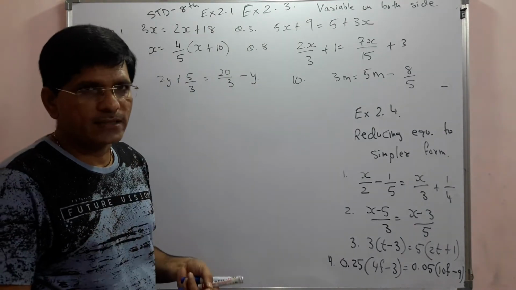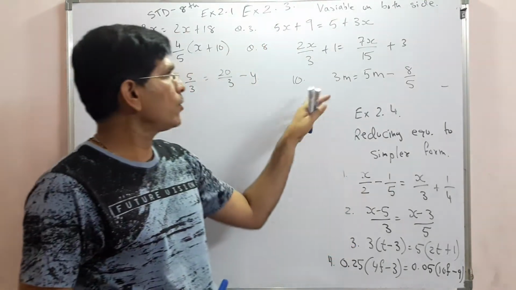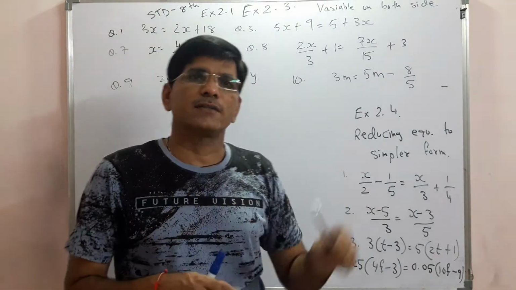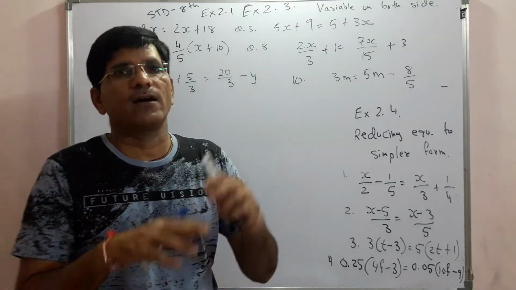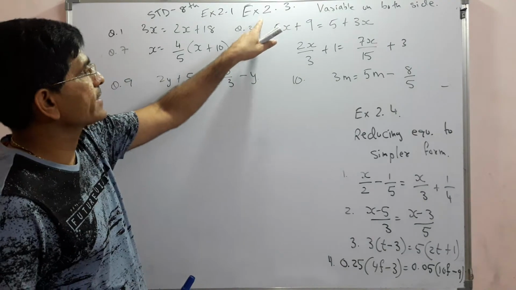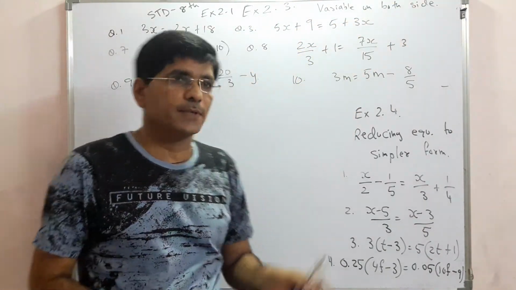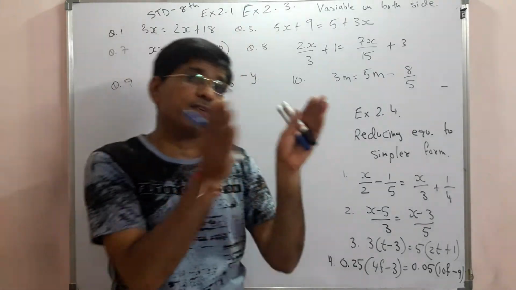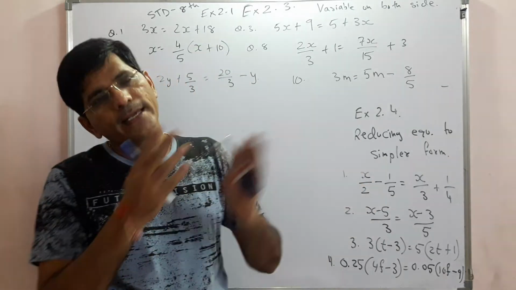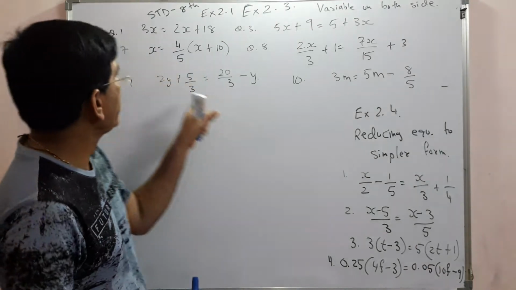Now, in my third lecture, we have to complete exercise 2.3. In exercise 2.3 there are 10 or 12 sums. Out of these, I will solve 5 sums here and the other 5 you have to solve yourself. The topic of exercise 2.3 is variable on both sides, which is a new concept. In exercise 2.1 variables were only on the left hand side, but now variables are on both the left hand side and the right hand side.